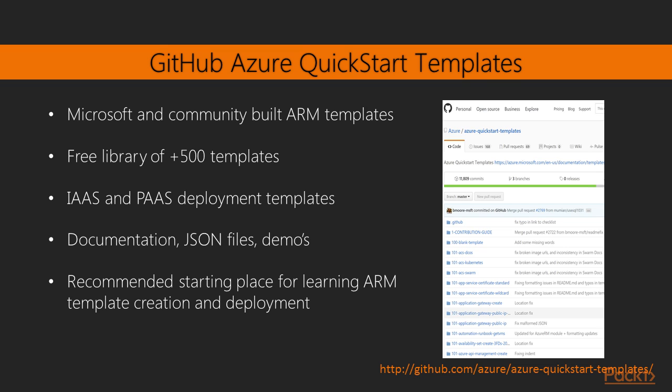For each and every template, it provides you documentation, JSON files, which is mainly the technical description of your architecture, as well as demo recordings. In my opinion, it's the recommended starting point whenever you want to learn about creating your customized Azure Resource Manager templates. The URL to connect to is github.com/Azure/Azure Quick Start templates. To show you how easy it is to deploy this architecture, let me start with the first demo, connecting to GitHub and deploying a complex virtual machine architecture from there.